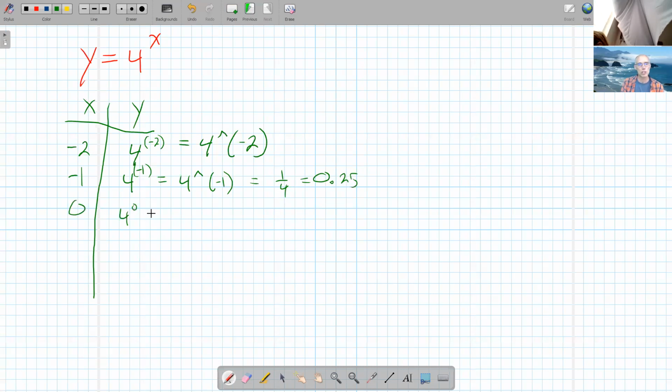4 to the power 0 is 1. 4 to the power 1 is 4. And 4 to the power 2 is 16 on a good day. I almost said 8. Oops.